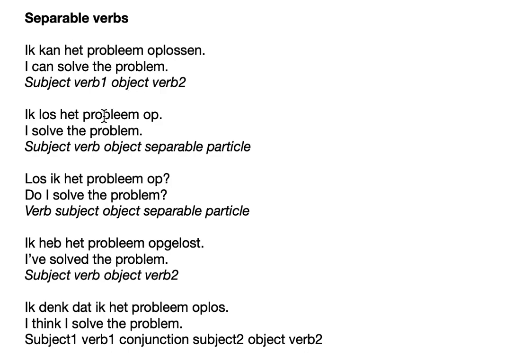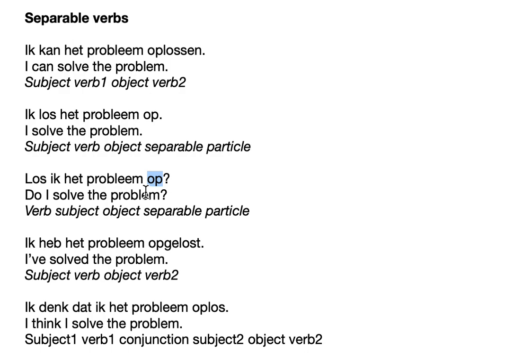However, it sometimes splits up. Ik los het probleem op. And here you have this separable particle, I call it. I'm sure there's a difficult grammar term to say what kind of part this is. But the most important part is that this is actually a part of the verb. And because it's a part of the verb, it goes at the end, just like all second parts of the verb. Ik los het probleem op. In questions, same. Los ik het probleem op? Second part goes at the end, just like with the past tense and the modal verbs. Do I solve the problem?